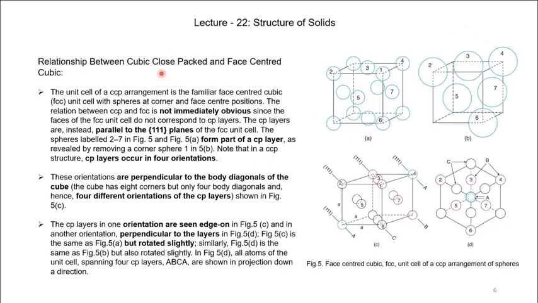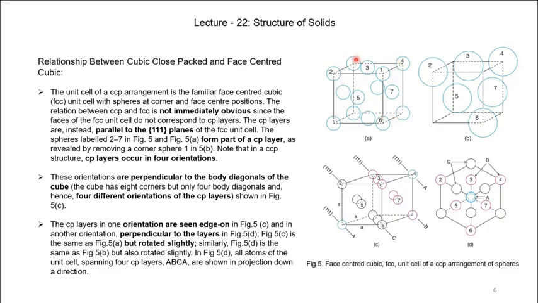Now, the relationship between close-packed structure and face-centered structure. That's what we are describing a little bit here. We know very well a face-centered cubic lattice. That means, if it is a unit cell, we fill all the corners by spheres and also the centers of the faces. And that's what we call a face-centered cubic lattice, if it has cubic symmetry.